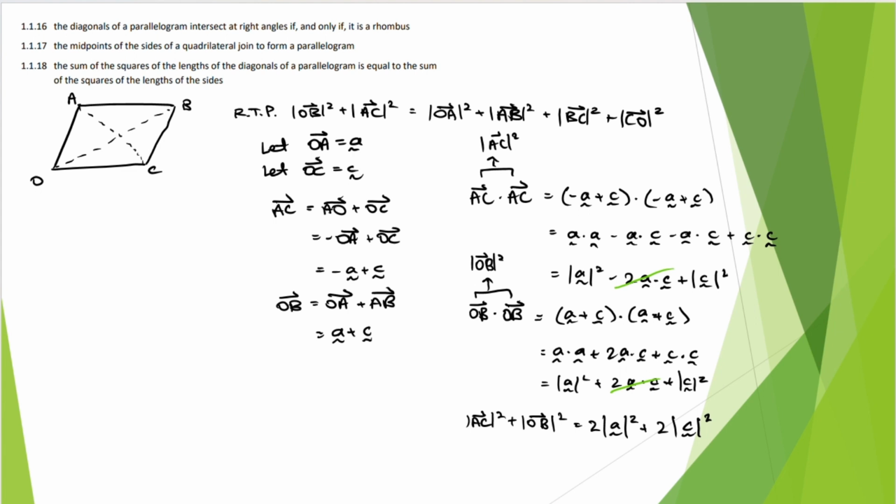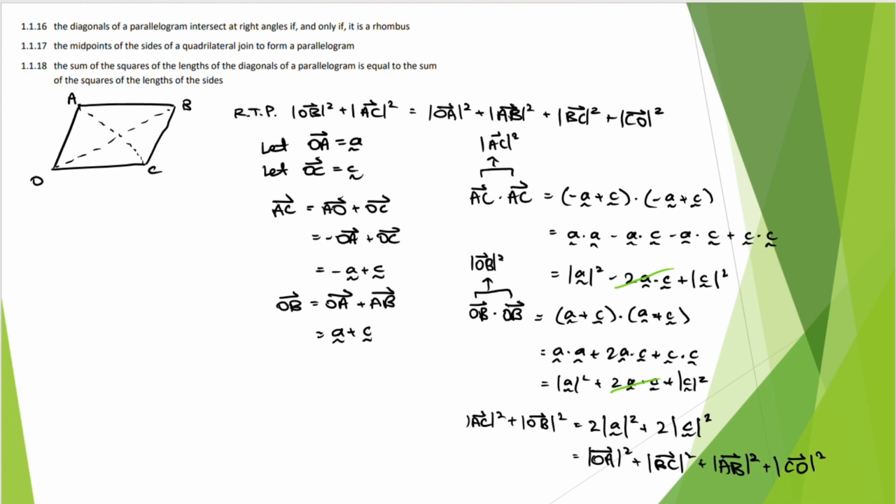Now, because we have a parallelogram, OA is equal to BC. So the magnitude of OA is equal to the magnitude of CB. And so we can rewrite this 2A squared as essentially OA squared plus the magnitude of BC squared. And C is OC, but it's also equal to AB, and so the magnitude of OC is equal to the magnitude of AB squared. And so we can rewrite this as we've done in our statement at the top, as AB squared plus CO squared.